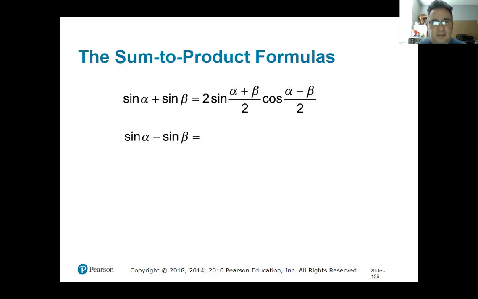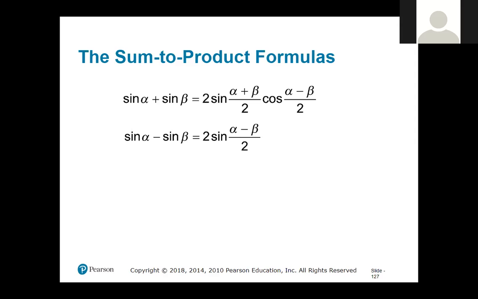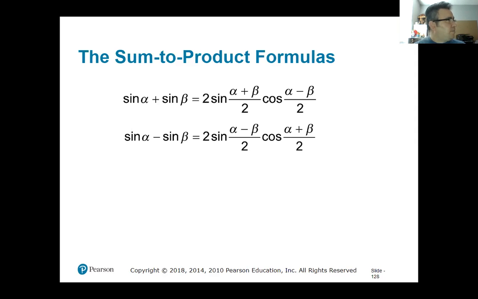And then somebody, Leilani will give you a break, in 5, 4, 3, 2, 1. Okay, Leilani, go ahead. 2 sine alpha minus beta over 2 cosine alpha plus beta over 2. Awesome.